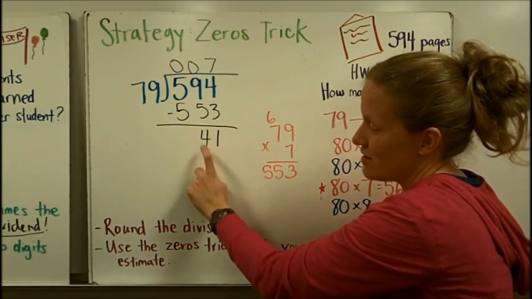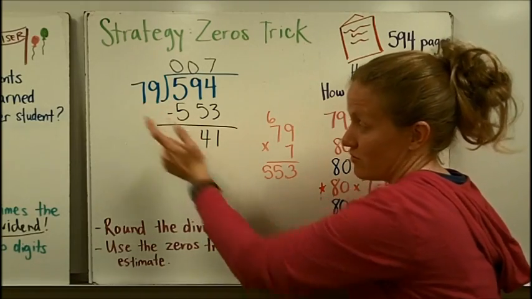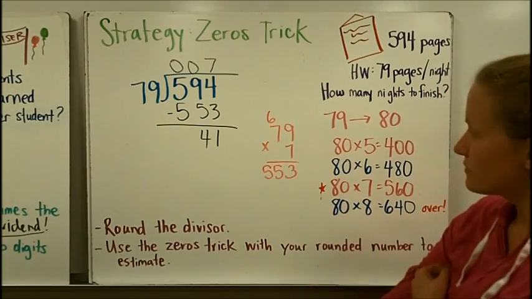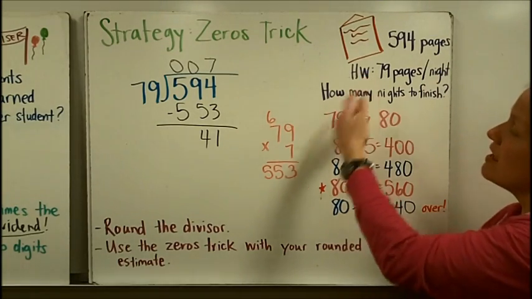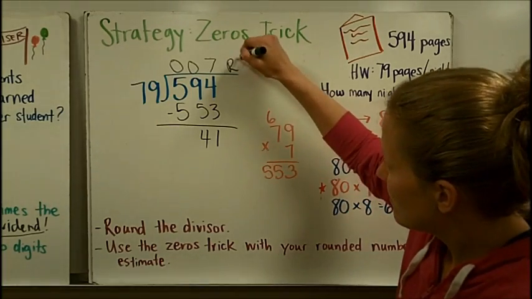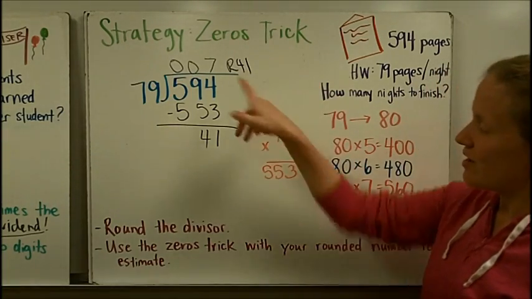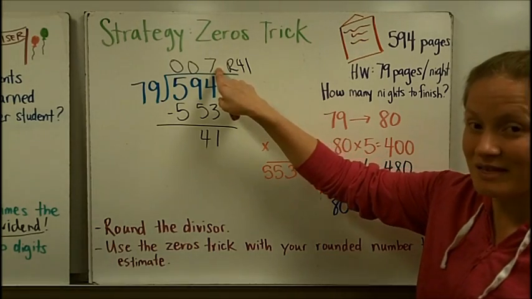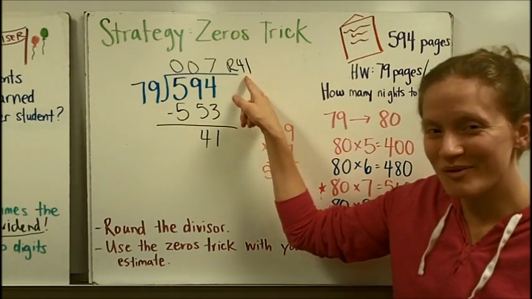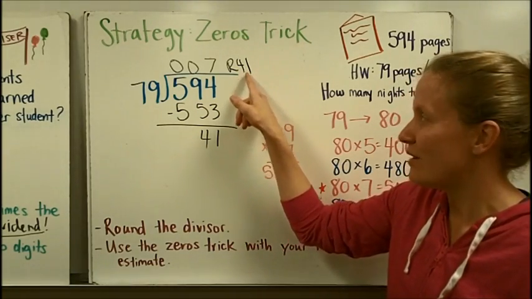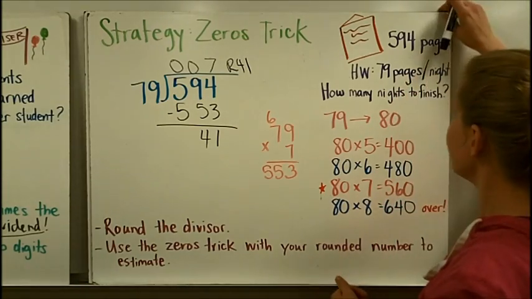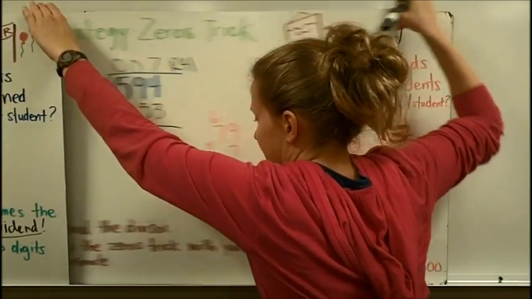If you ended up with the number here bigger than your divisor or even equal to your divisor, you would need to increase your quotient up top. So thinking about our story, this would mean that it would be 7 remainder 41. That would tell me I would have 7 days of full reading of 79 pages, and then I would have 41 pages left over I hadn't read yet. So on the 8th day, I would probably have to read those 41 pages.